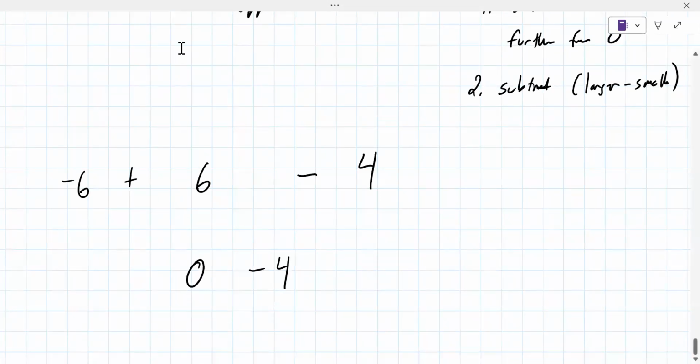That does happen. What about 0 minus 4? That would be -4 still. 0 doesn't affect anything.